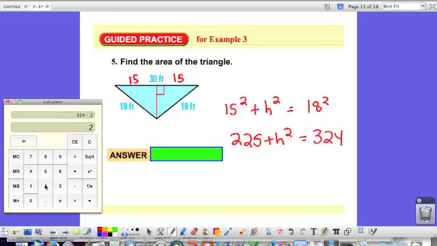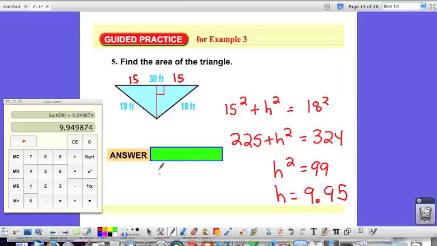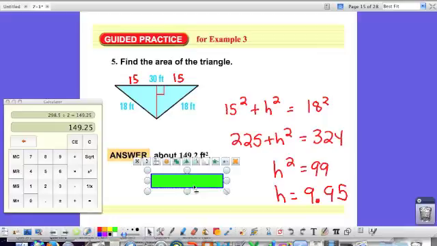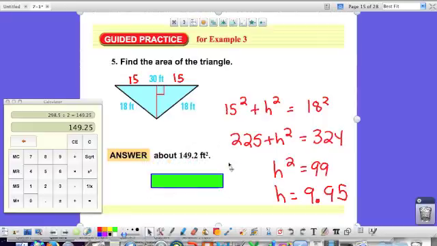324 minus 225. So h squared equals 99. So h is going to be really close to 10. So h is actually 9.95, which is what I'm going to round it to. So 30 times 9.95 is 298.5, divided by 2 is 149.25. They rounded it a little bit differently, but that's where you see we get the correct answer.